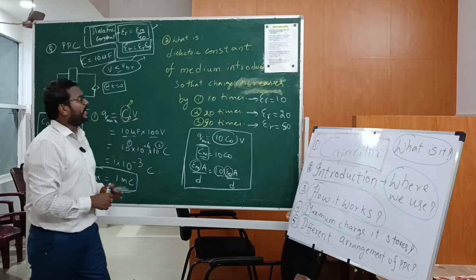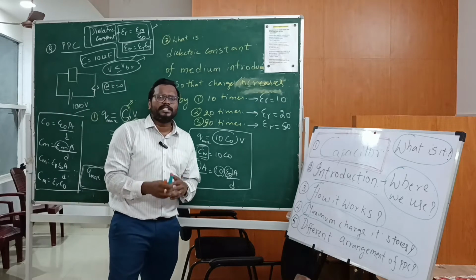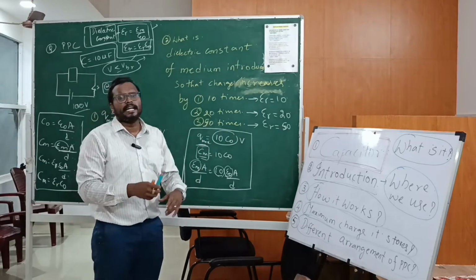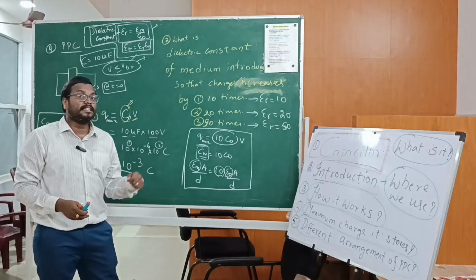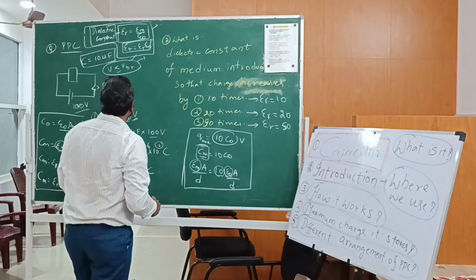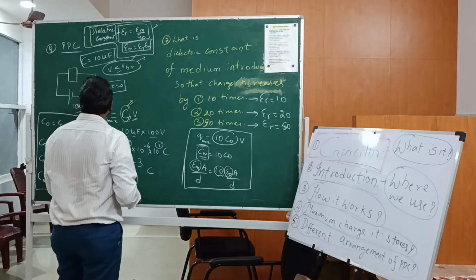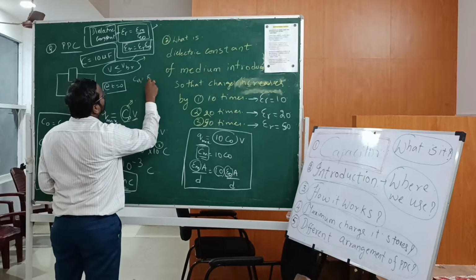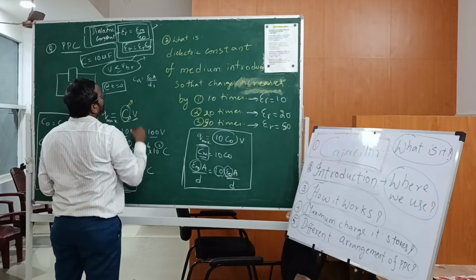Sir, is there any other way? What if for the same question, this 10 times, 20 times, 50 times, instead of changing the dielectric constant, can we change the distance? Yes, we can also change the distance, right? Because when the distance is changed, we can write it as C D here, with the new distance, epsilon naught A by D1.